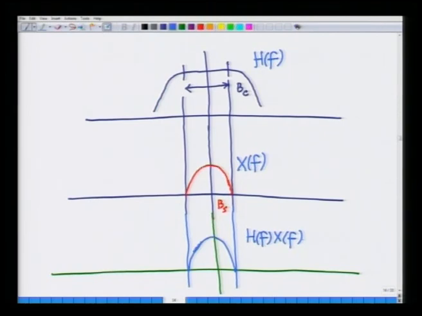I am saying X of f has a bandwidth that is less than the coherence bandwidth. Hence, if I multiply H of f by X of f, it is simply getting multiplied by this constant, which is the flat part or the gain of the wireless channel in the coherence bandwidth. Hence the shape of the output spectrum is the same as the shape of the input spectrum, hence there is no distortion.